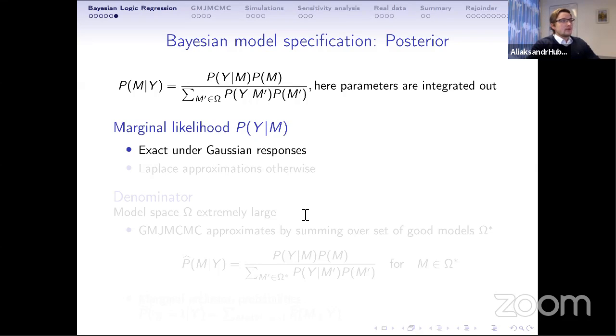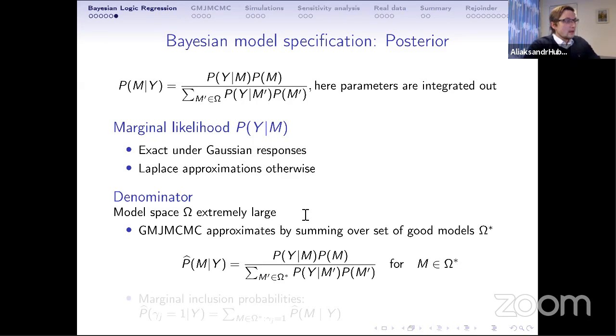And for the Gaussian responses, we have exact tractable values for the marginal likelihoods. For other generalized linear models, we have to rely on some kind of Laplace approximations, integrated Laplace approximations, or integrated nested Laplace approximations. But the problem here is that the cardinality of the model space, omega, is extremely large. And so we have to deal with these issues somehow, because we cannot physically enumerate all of the models, provided that we have limited computational resources.